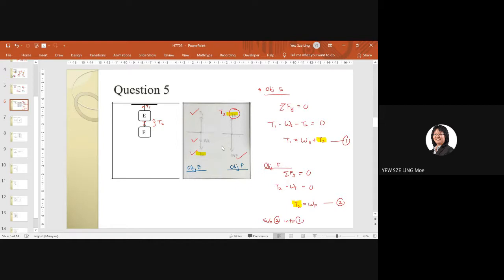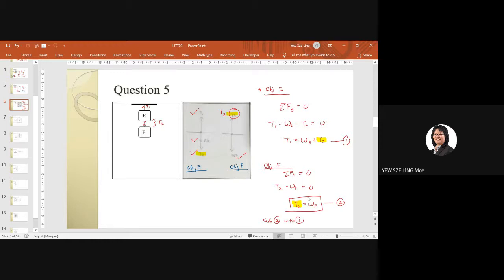Sometimes questions won't give you T1 and T2. It asks you to determine T1 and T2. So what you can do, you determine T2 by using object F. From object F, you know that T2 is equal to WF. So substitute T2 into equation 1. All right, so WE plus WF is equal to T1. From here, you can then solve the question and get the answer for both tension 1 and tension 2. So that is a technique in solving questions.